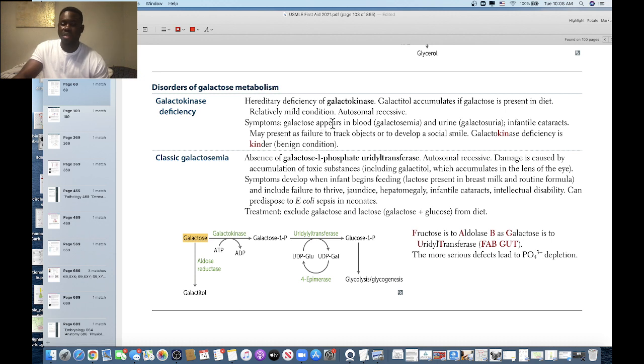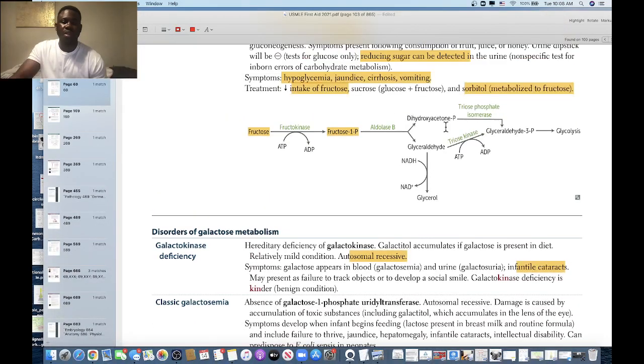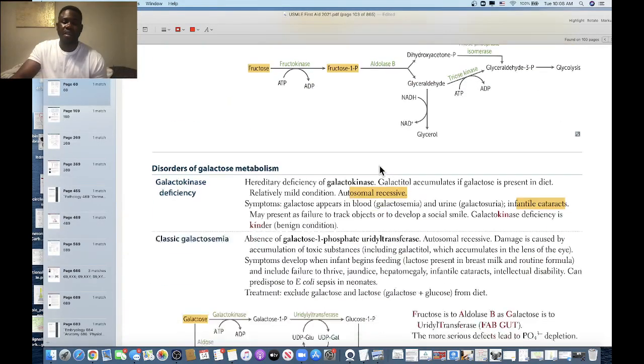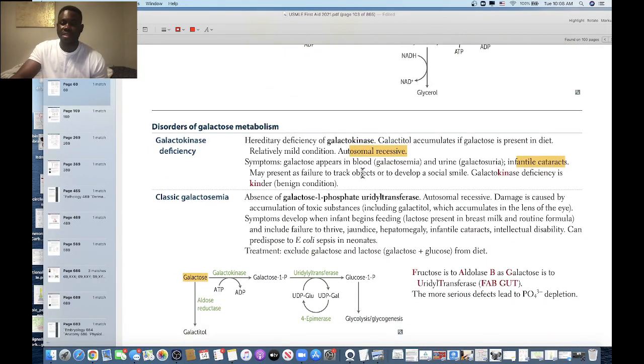Relatively, it's also a mild condition and autosomal recessive, as we said. Symptoms are galactose appearing in the blood and urine, just like fructokinase deficiency, and infantile cataract. Remember that in fructokinase deficiency, there is no cataract, but in galactokinase deficiency, they have cataract. So remember that. Very, very important. Very high yield, they have cataract. So take note of that.